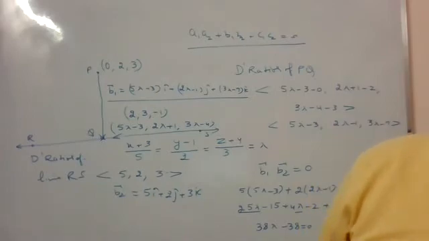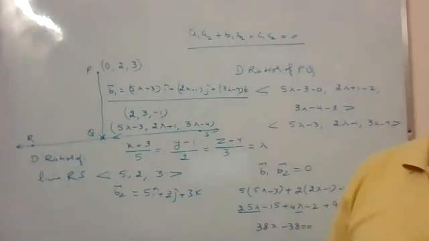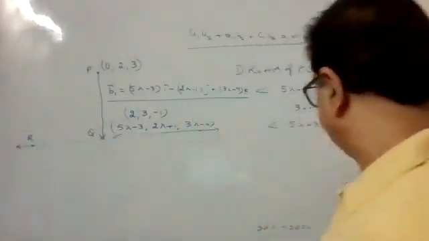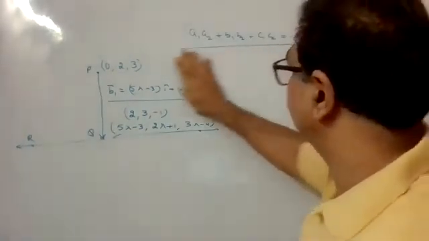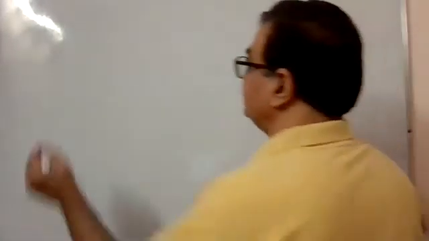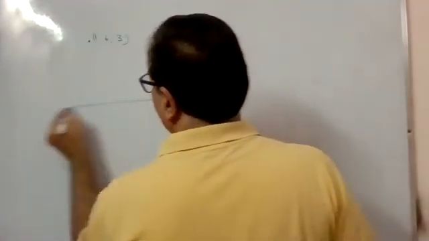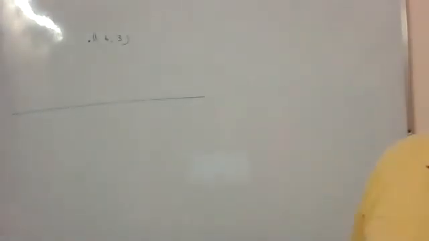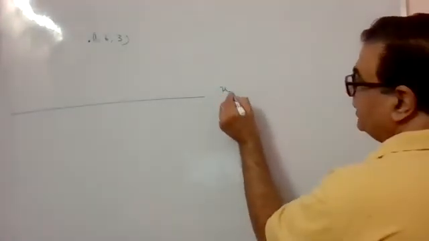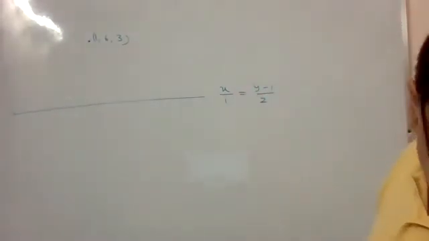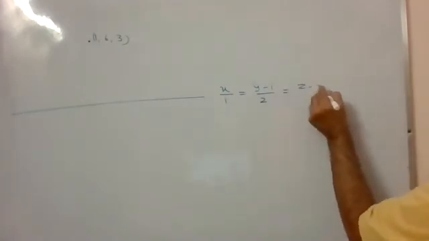Next question, write down please. Find the image of point (1, 6, 3) in the line x by 1 is y minus 1 by 2 equal to z minus 2 by 3.